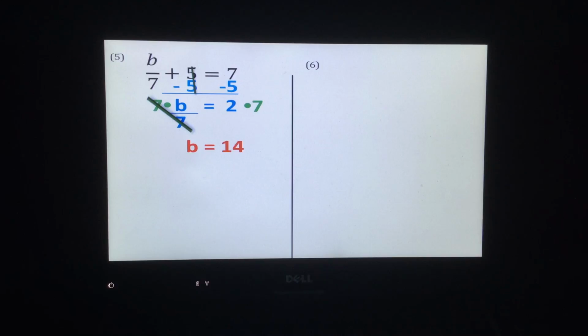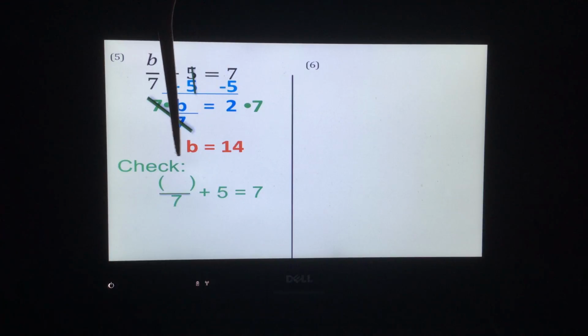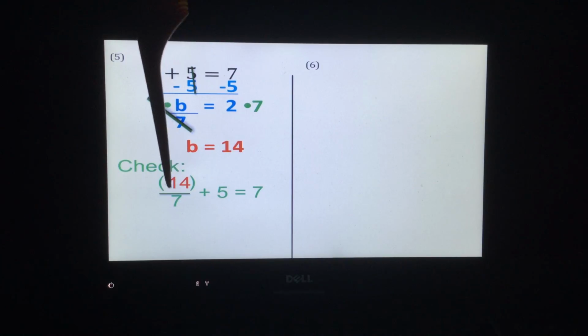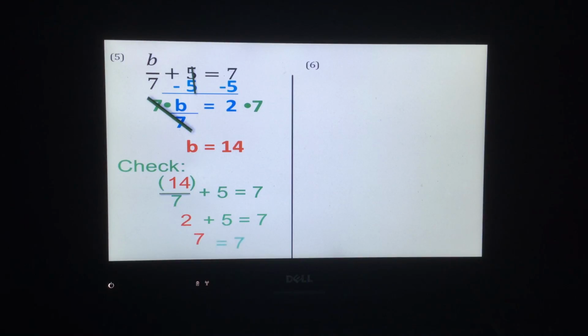All right, so now let's check to make sure that b is 14. We're going to rewrite the equation, but instead of b, we're going to put parentheses right there. What are we going to put in there? Well, what b was, which is the 14. We're going to simplify this fraction. 14 divided by 7 gets me 2. 2 plus 5, what does that get you? That gets you 7. 7 equals 7. There's my check. All right, so we did a couple of problems like these with the fraction in it.